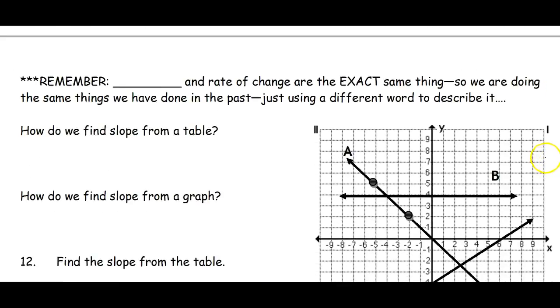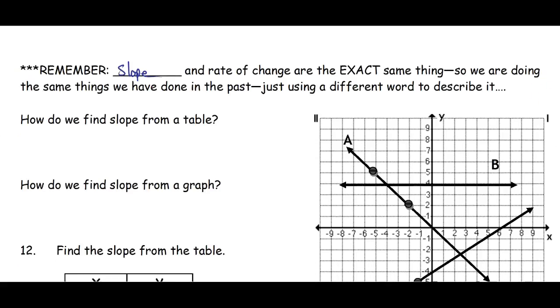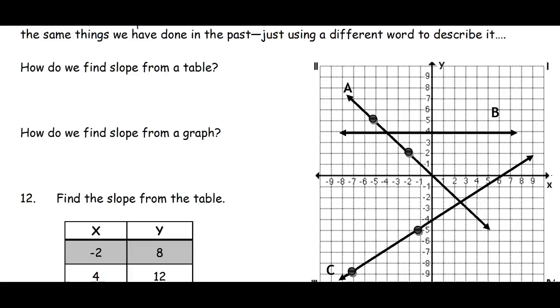All right, remember, slope and rate of change are the exact same thing. So we are doing the same things we have done in the past, just using a different word to describe it. So how do we find the slope from a table? Okay, a couple different ways. You find your jumps, and then you go y over x. Okay, how do we find the slope from a graph? Up and over, or what some of you are used to, rise over run.